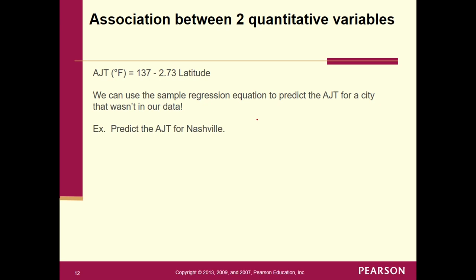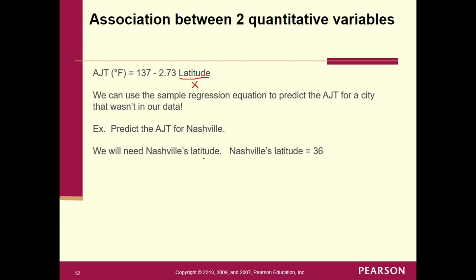So we're going to predict the average area temperature for Nashville. Remember, Nashville wasn't in our data. So we can use our regression line to make a prediction for Nashville's average January temperature. All we're going to need to know is Nashville's latitude. All you're doing here is putting in a specific value for x, the specific value for latitude. After you put that value in, the equation will make a prediction for the average January temperature of a city that sits at that particular latitude. That's all we're doing.